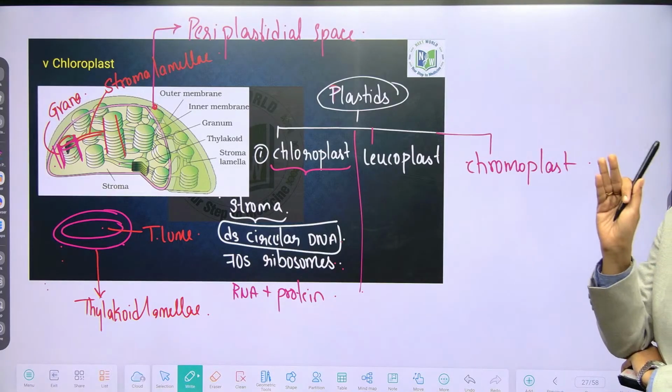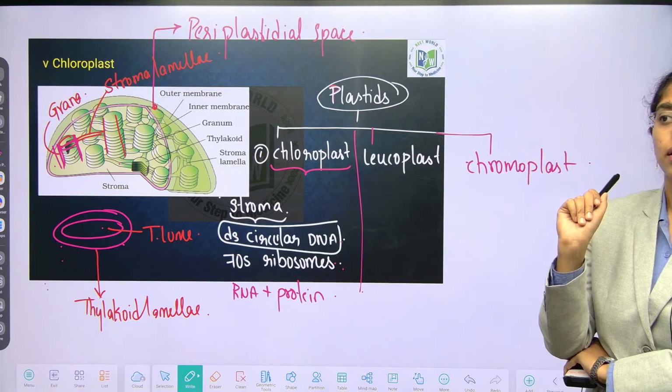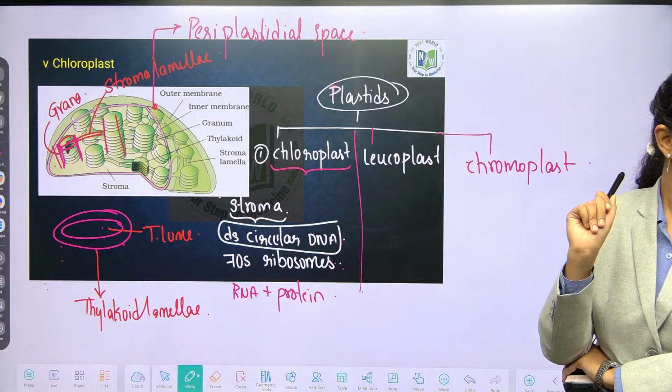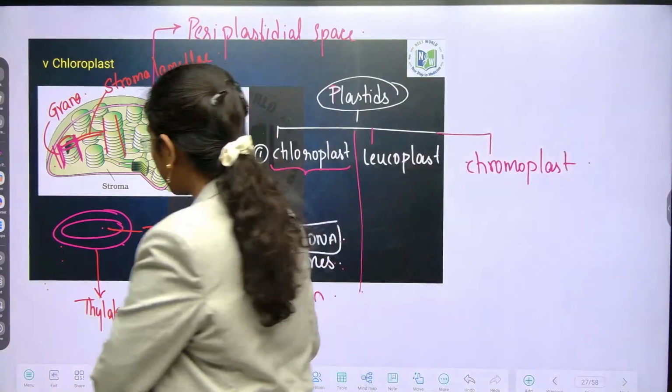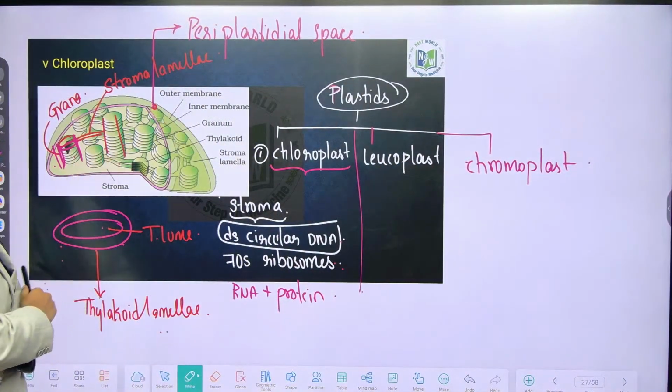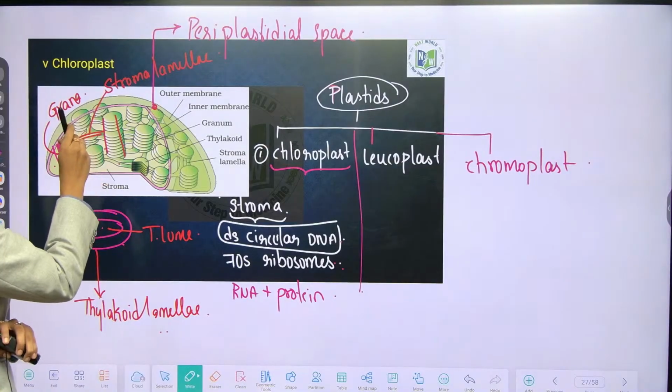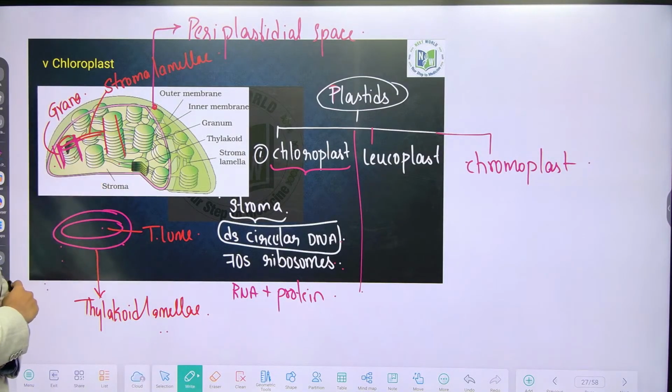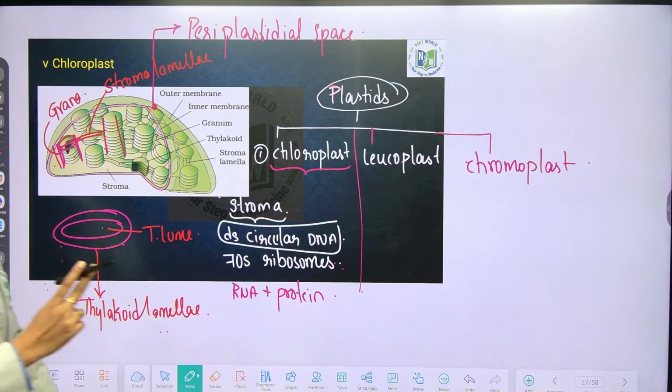You are clear with the structural details of chloroplast? Thylakoid lamellae, and we can also call it stroma lamellae. There is a membrane above the stroma also. That is stroma lamellae, and this is thylakoid lamellae, which is nothing but membrane only.